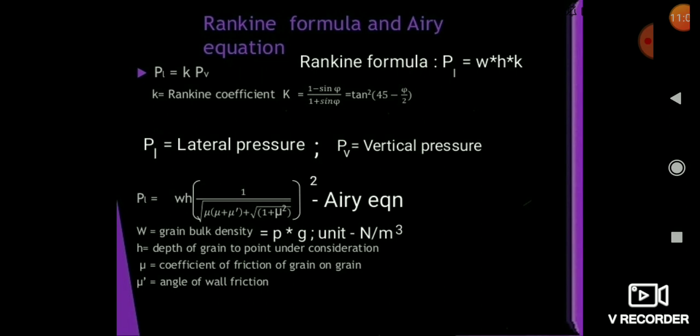and this value is equal to (1 minus sin phi) divided by (1 plus sin phi). Whatever the value we will get by this, that is the internal friction value.